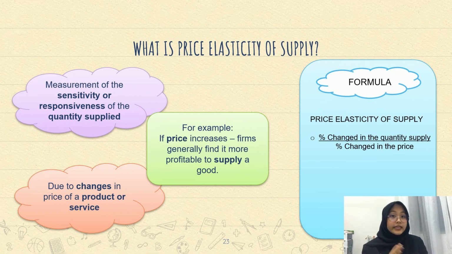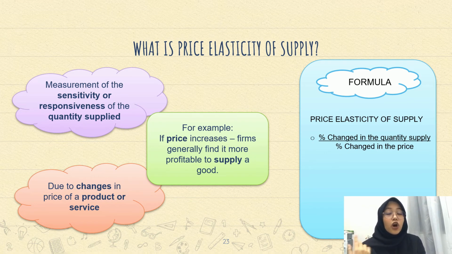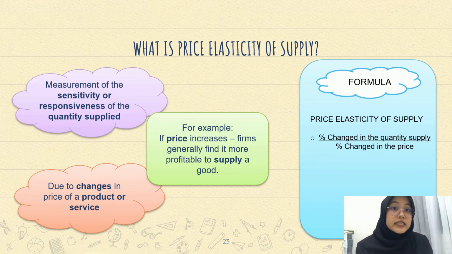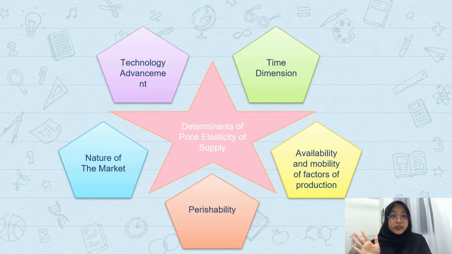Today I'll be presenting about price elasticity of supply. What is price elasticity of supply? Price elasticity of supply measures the sensitivity or responsiveness of the quantity supplied because of changes in the price of a product or a service. As you can see, I have included the formula in the blue box. Price elasticity is equal to the percentage change in quantity supplied divided by the percentage change in price.